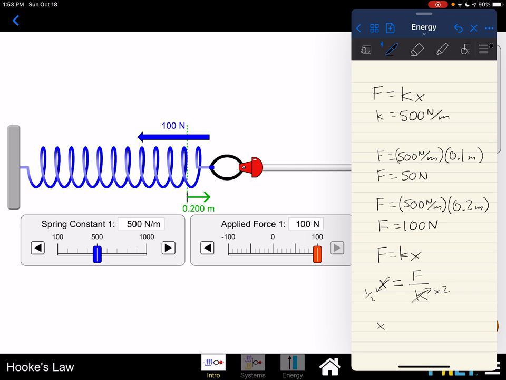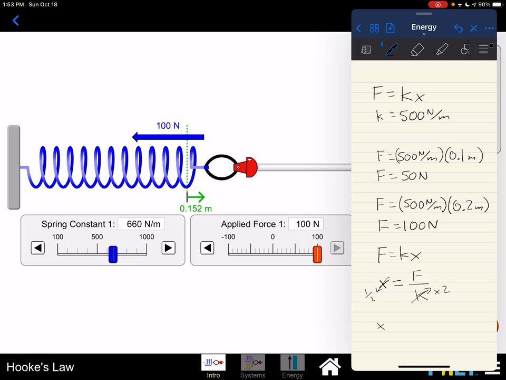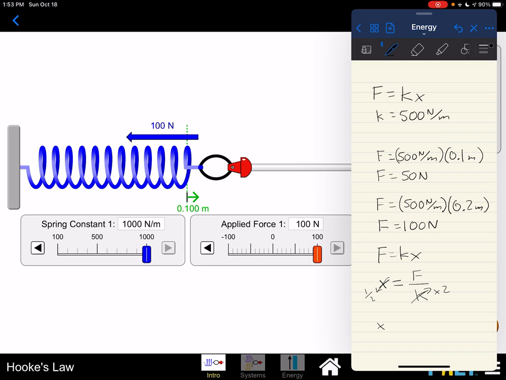So let's go ahead and say we have a spring with double this much spring constant. It's not stretched as far, it's stretched half the distance. So this is what Hooke's law is really all about, right?